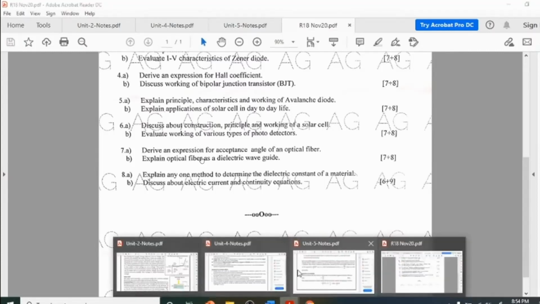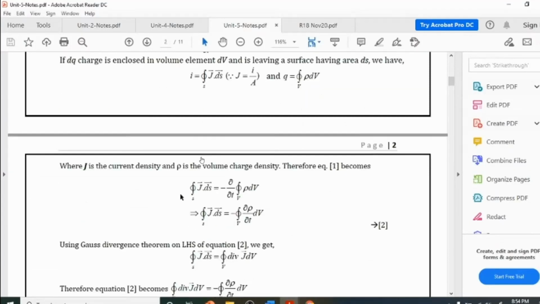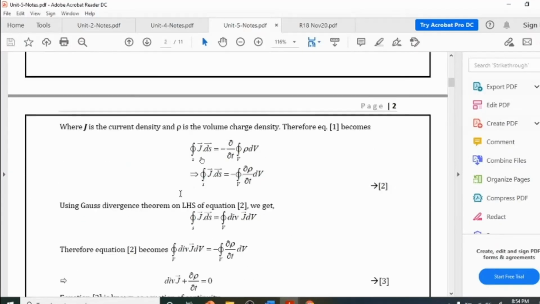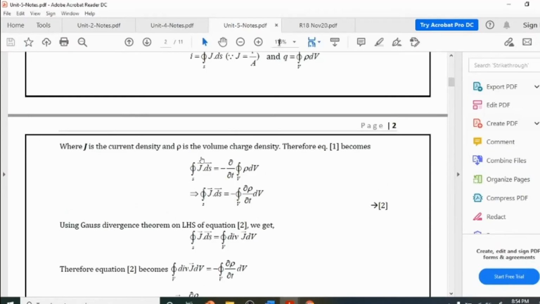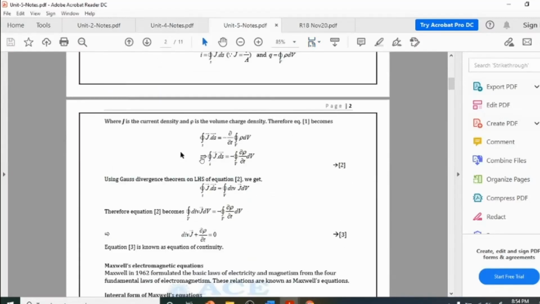So this is the equation of continuity, very small one. So he has asked it for 8 marks. So just this is how you need to derive, very small. So I would make it some size smaller. So this is equation of continuity from here till here.